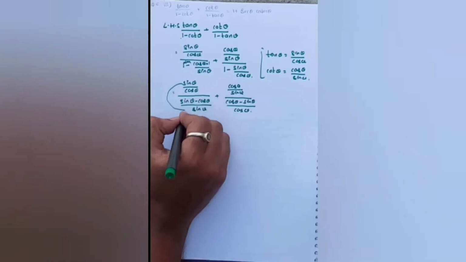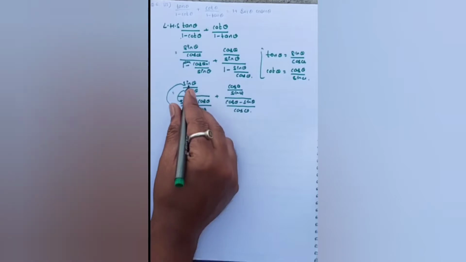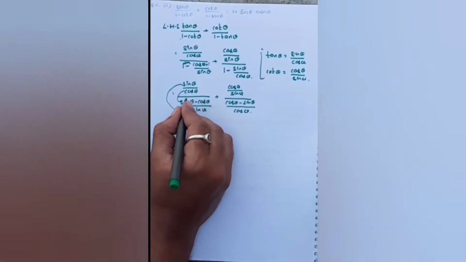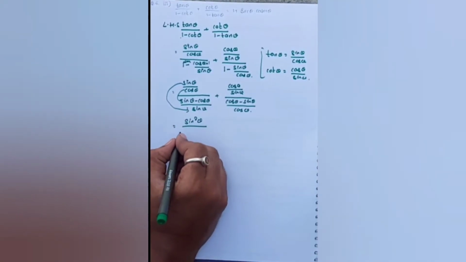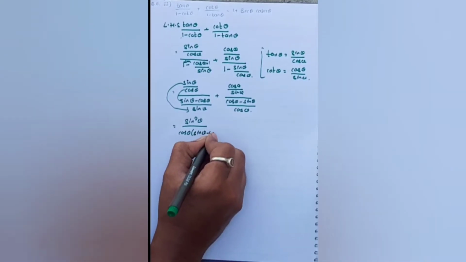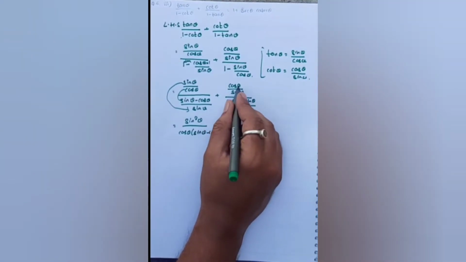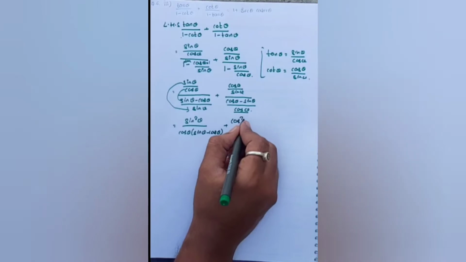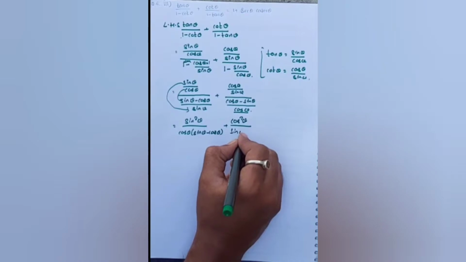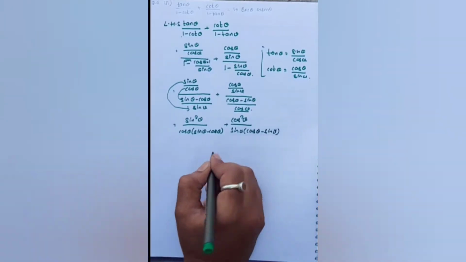So now this sin and this sin multiplication, and these two, so this becomes sin into sin, sin square theta, divided by this cos multiplied by this sin theta minus cos theta. So this becomes cos theta in a bracket sin theta minus cos theta, and similarly here also cos theta into cos theta, cos square theta, divided by these two, sin theta in a bracket cos theta minus sin theta.